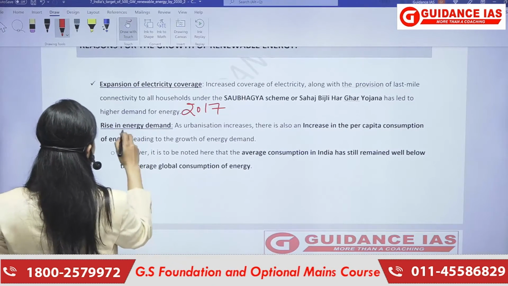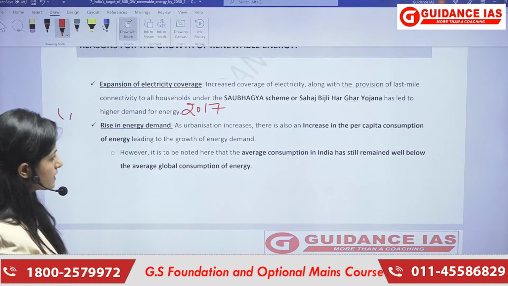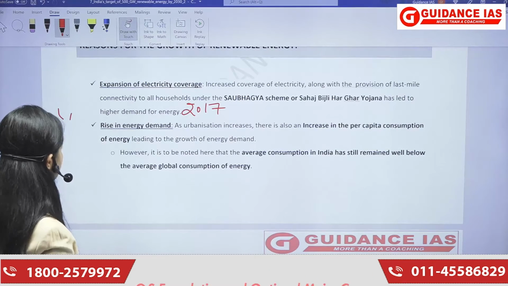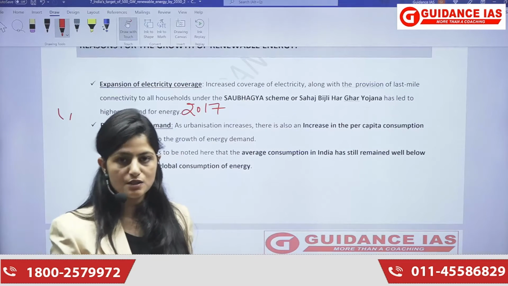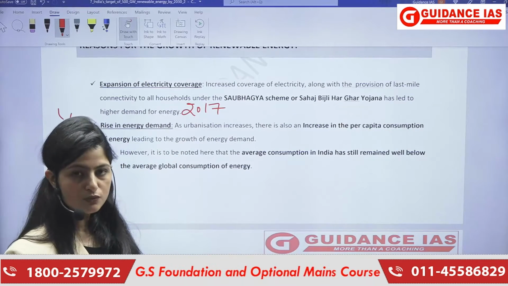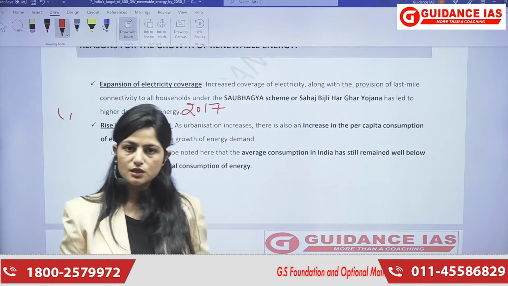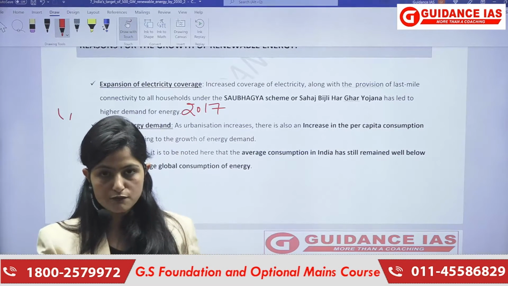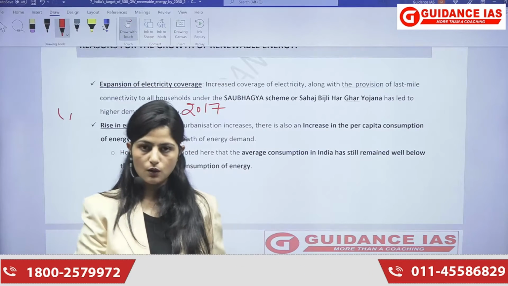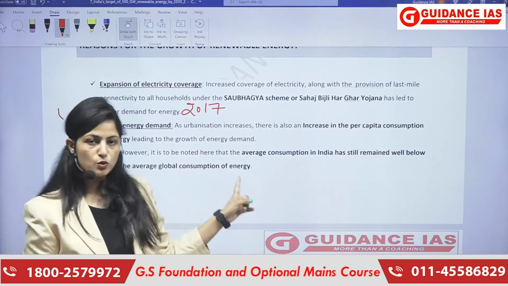Second is rise in energy demand. That's the same thing that since the urbanization is increasing, the population is increasing, there's of course a rise in demand and we need to complete that. So we definitely need to look up for the alternative solutions, and not just the alternative solution, mind you, it is the most sustainable solution we're looking for, and we are working on these lines. So this is the most sustainable solution.